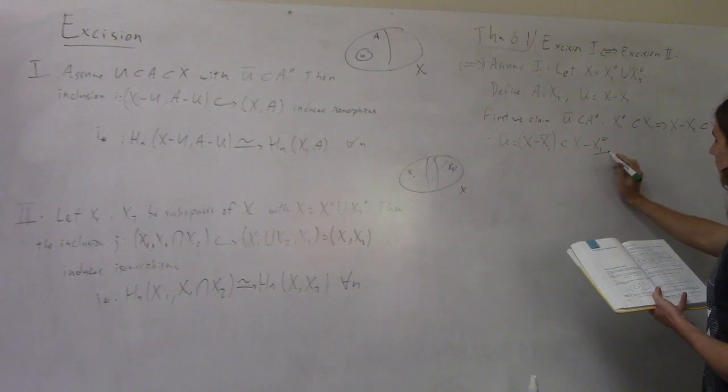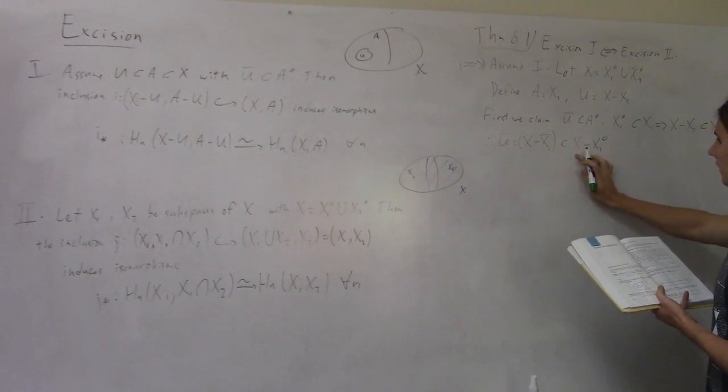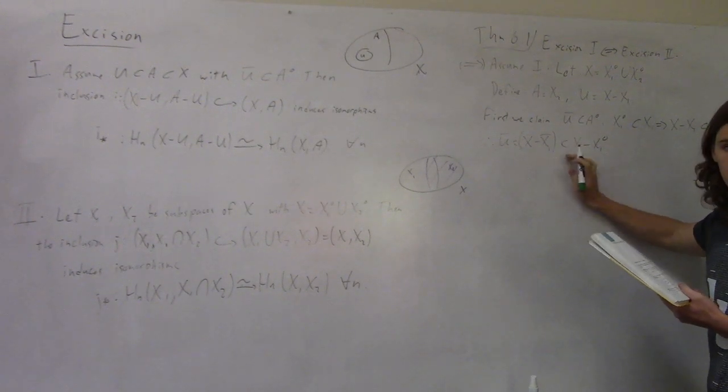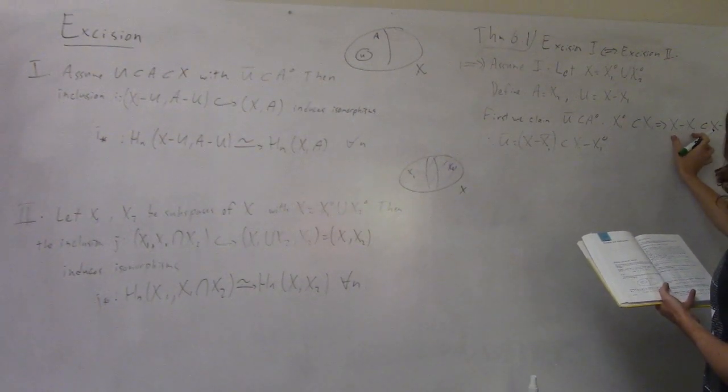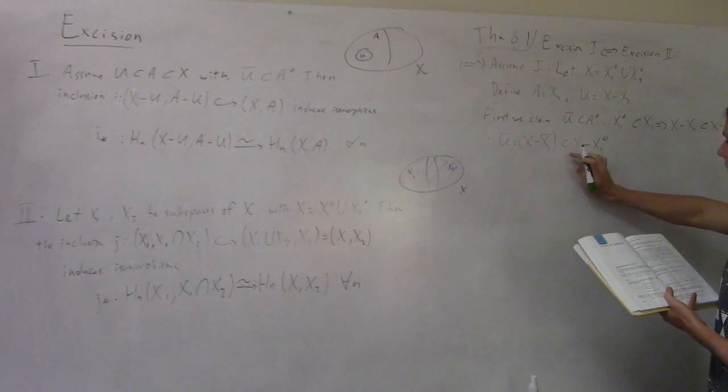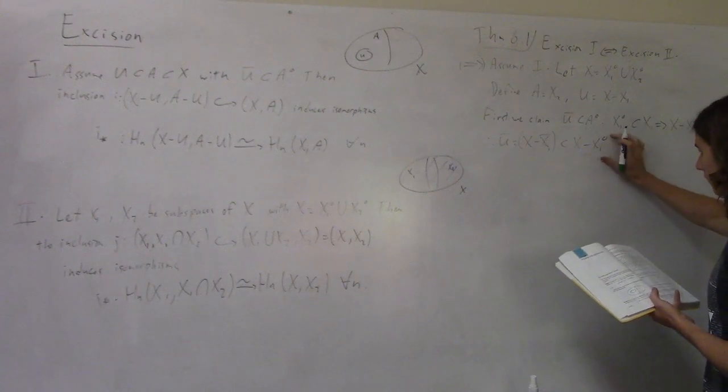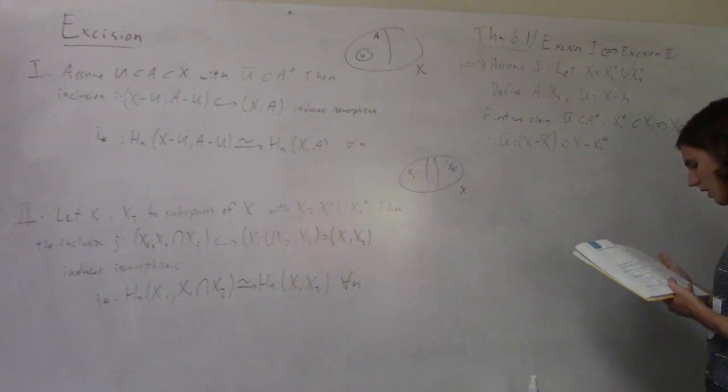Because the interior of x1 is open, this is going to be closed. So the closure of this is going to be a subset of that. The closure of this being a subset of this means that the closure is also going to be a subset, because it's about as close as it gets.